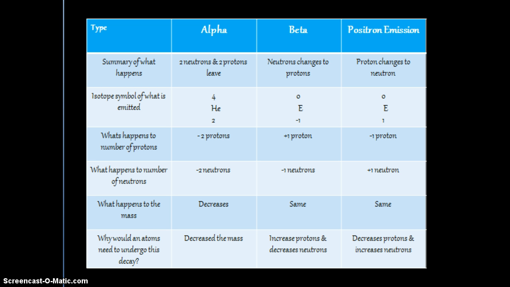What happens to the mass? For alpha it decreases, and for beta and positron they both stay the same. Why would the atom seem to undergo this decay? Because alpha decreased the mass. For beta, it increases protons and decreases neutrons, and for positron, it decreases the protons and increases neutrons.